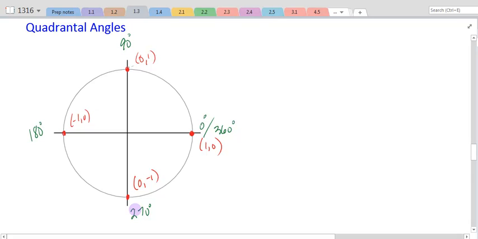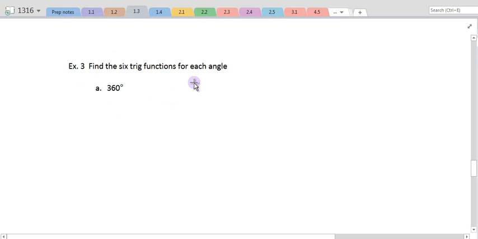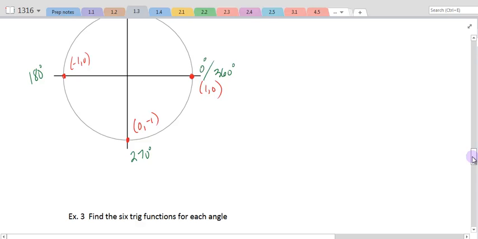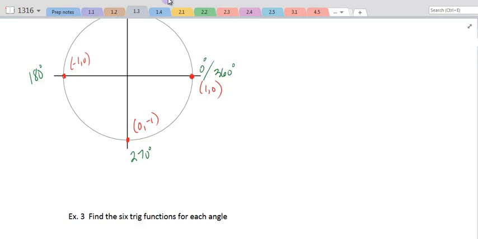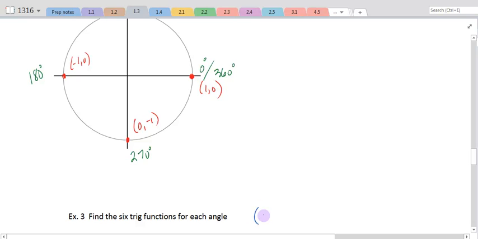So let's do that. In my first example, I want to find what the 6 trig functions are for the angle 360 degrees. So let me go back up here, because all I really need to know right now is this ordered pair for 360. Now think about this for just a second. I know that the ordered pair is 1, 0 for my 360 degree measurement. So I know the x and I know the y. What is the r value? In other words, how far is this point from the origin?